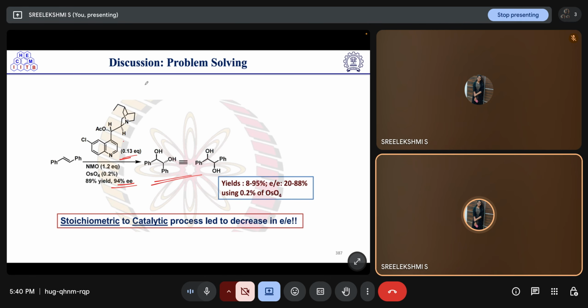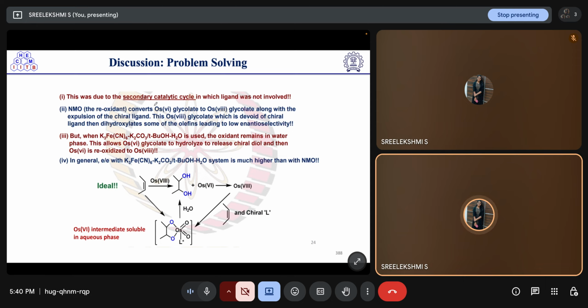Now, the enantiomeric excess was dropping due to the secondary catalytic cycle, in which the ligand was not involved. So, this NMO converts osmium 6 glycolate to osmium 8 glycolate along with the expulsion of the chiral ligand. This osmium 8 glycolate, which does not have the chiral ligand, also carries out dihydroxylation with some of the olefins, leading to low enantioselectivity.